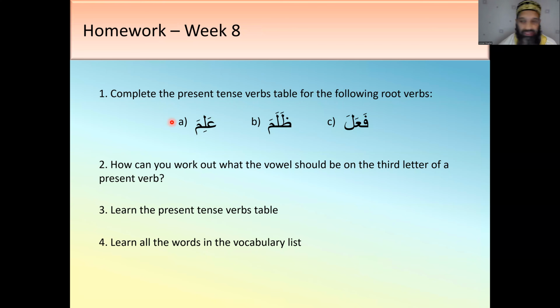Complete the present tense verbs. That's your homework. Work out what the vowel should be on the third letter. Learn the present tense tables. Learn the vocabulary.